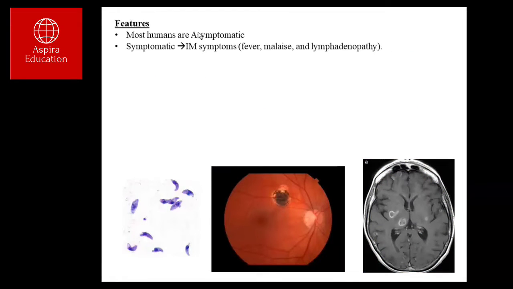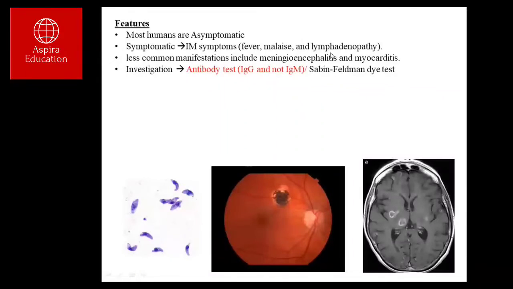So most of the human infections are asymptomatic. When symptomatic, the initial symptoms could be typical of infectious mononucleosis-like symptoms. So they can have fever, malaise, and some lymphadenopathy. Rarely, it can manifest as meningoencephalitis and myocarditis.